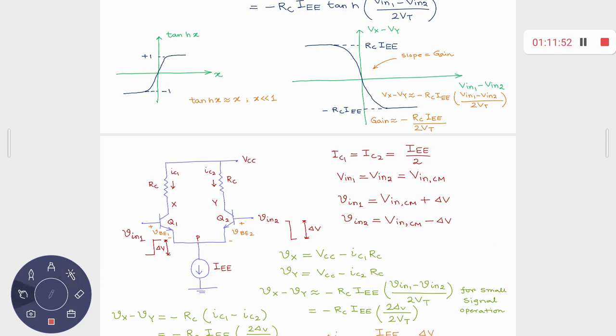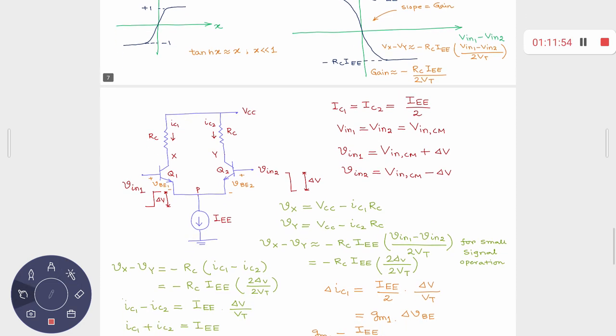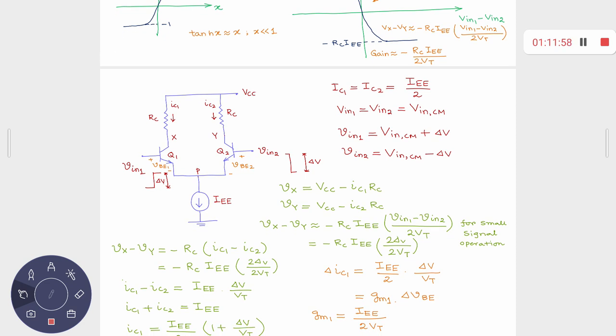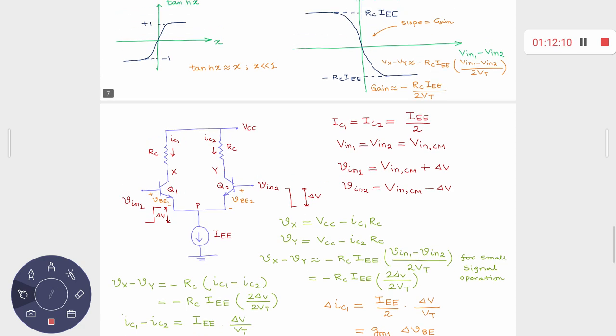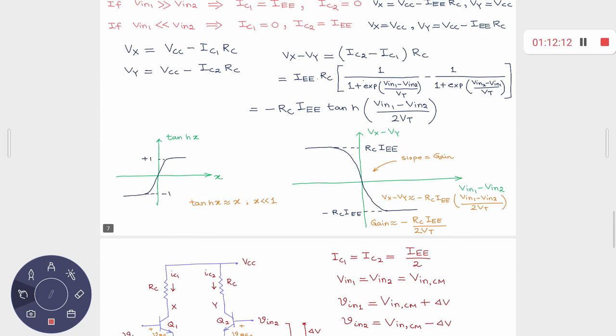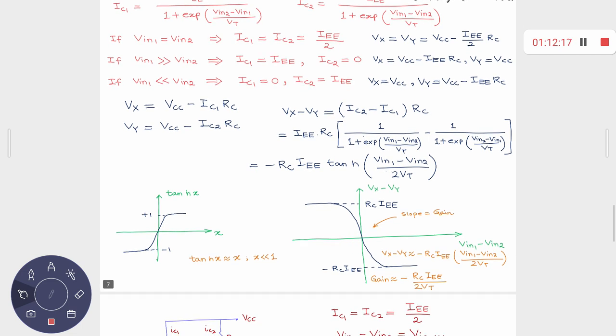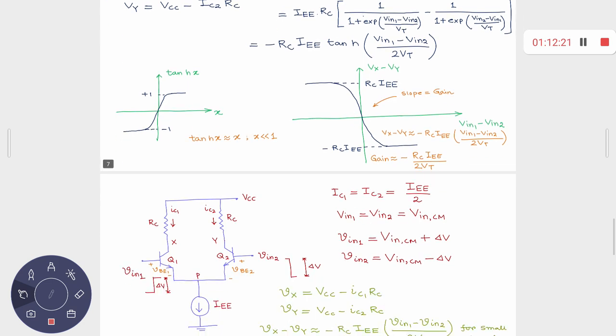Anyway, so what is Vx minus Vy? It is minus Rc into Ic1 minus Ic2. And what is that Ic1 minus Ic2? This is basically a tan hyperbolic function, right?